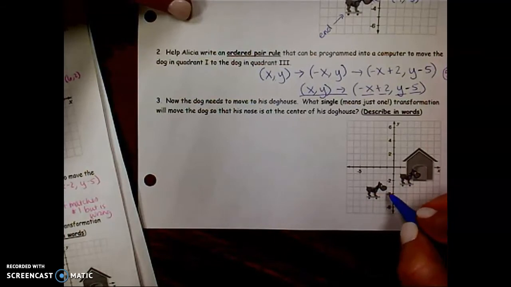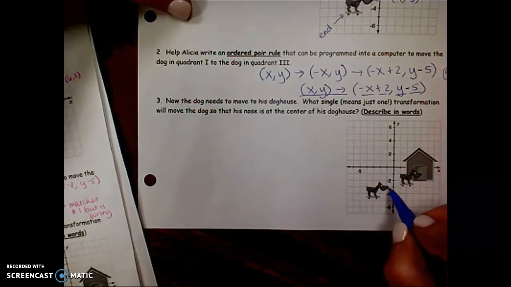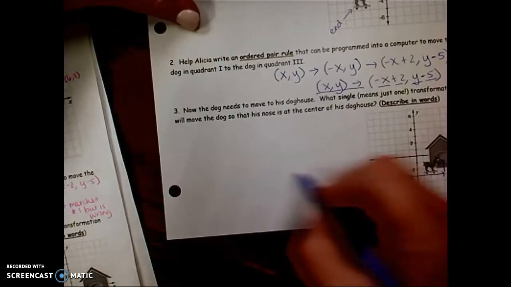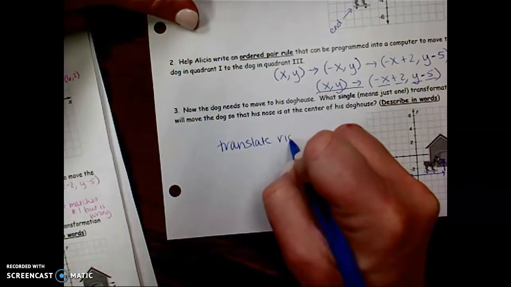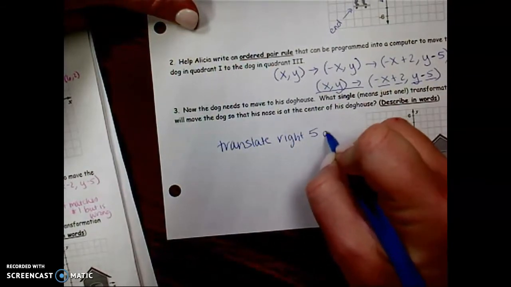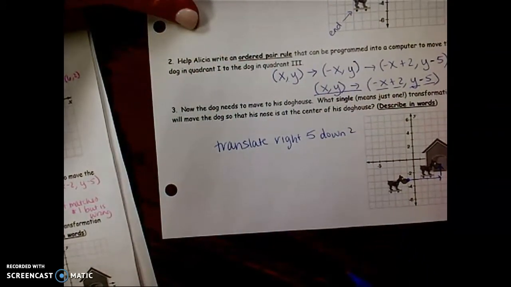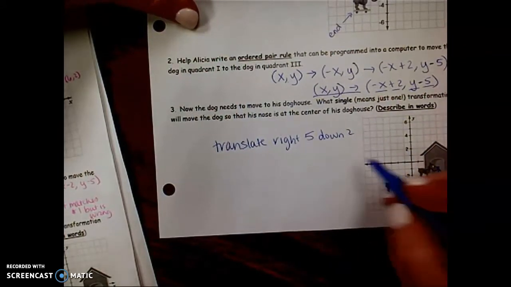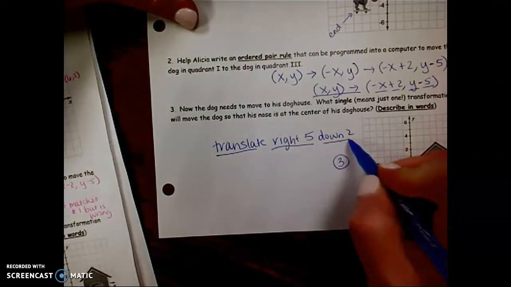So the nose is here. We want it to be in the center of the doghouse, which is here. So we need to translate it to the right 1, 2, 3, 4, 5, and up 2. So translate right 5, up 2. Again, don't say over 5. I don't know if you mean over to the right or over to the left. Use correct terminology here. This was worth 3 points, 1 for the word translate, 1 for right 5, 1 for up 2.